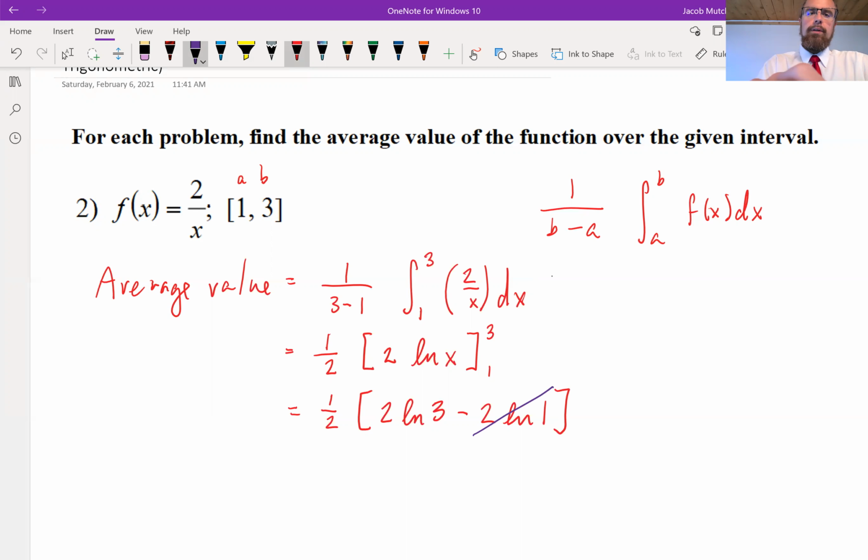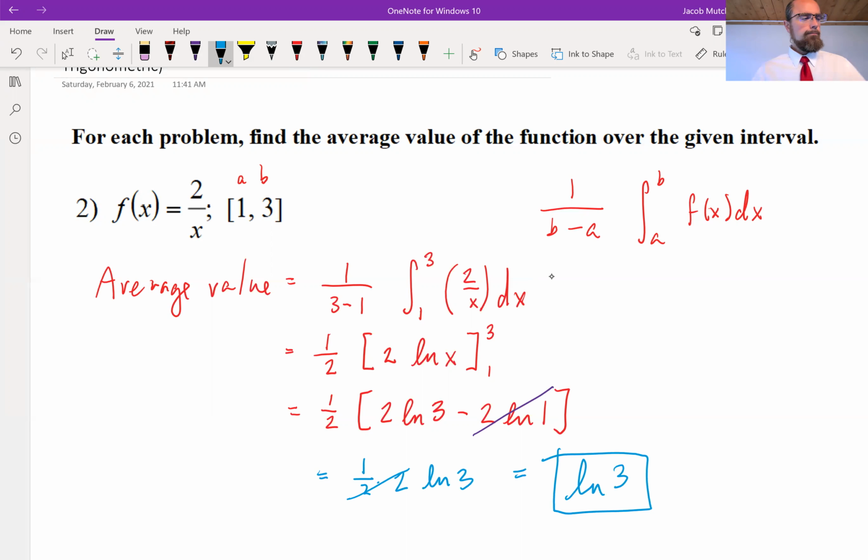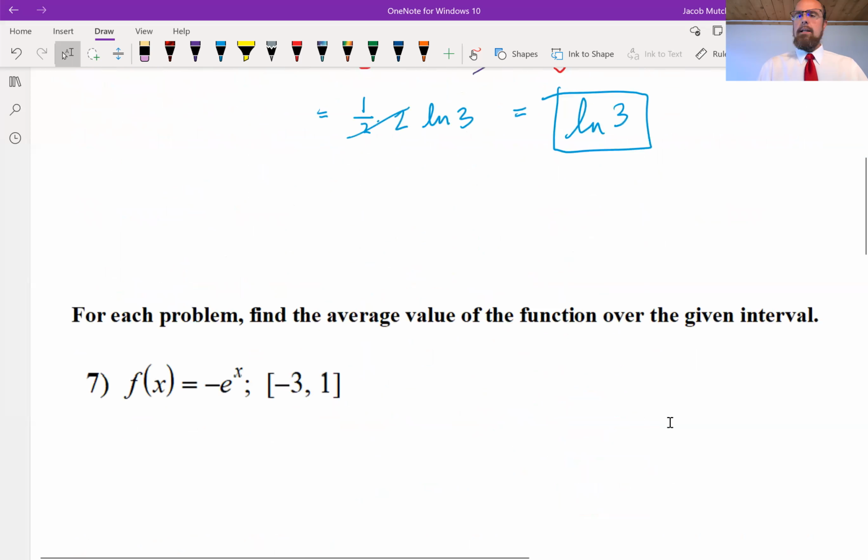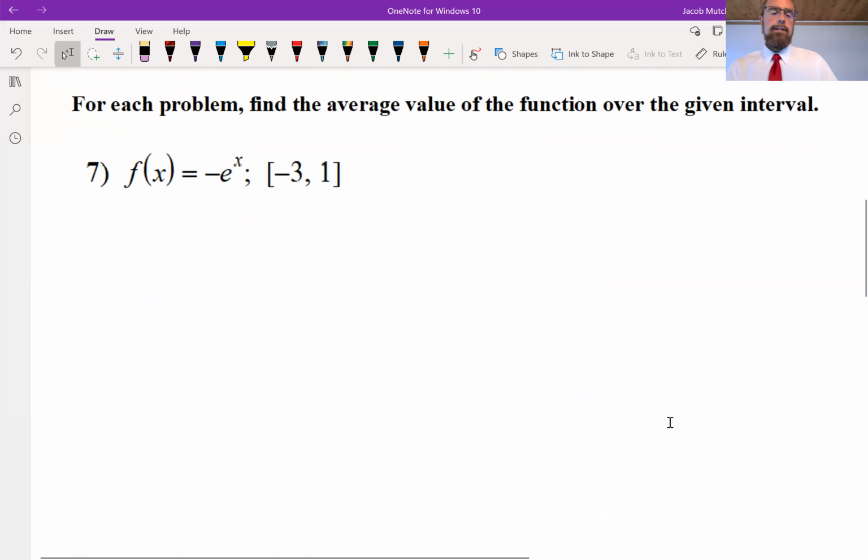And what we're left with is simply going to be half times 2 times the natural log of 3. My half and 2 are going to cancel, and we're just left with the average value of this function is the natural logarithm of 3. So a fairly straightforward example involving the natural logarithm. Let's take a look at an example involving e to the power of x.